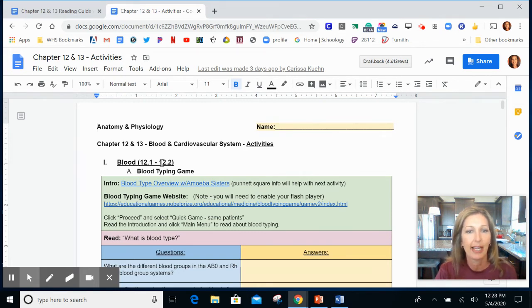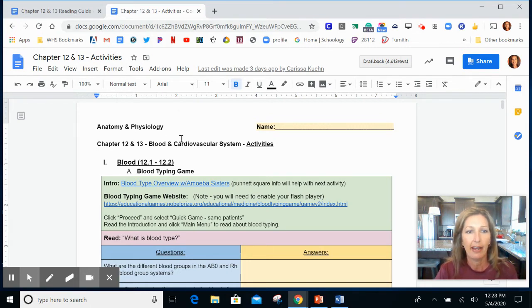So this is our second to the last unit during distance learning. This is going to be chapter 12 on the blood and also chapter 13 on your cardiovascular system. For chapters 12 and 13 combined, we'll have 2 weeks to work on this.